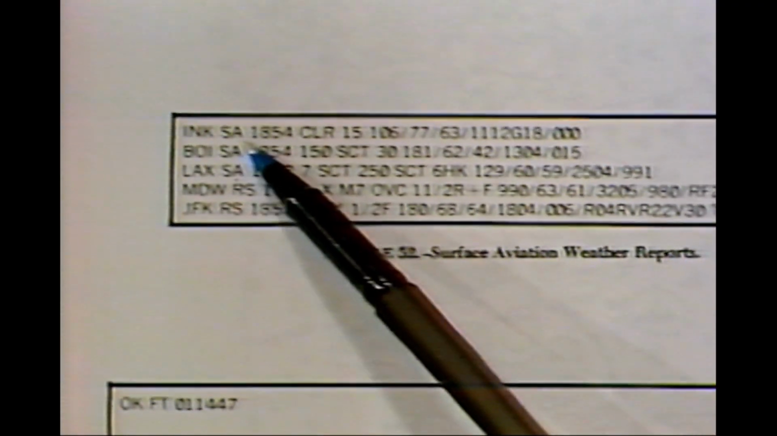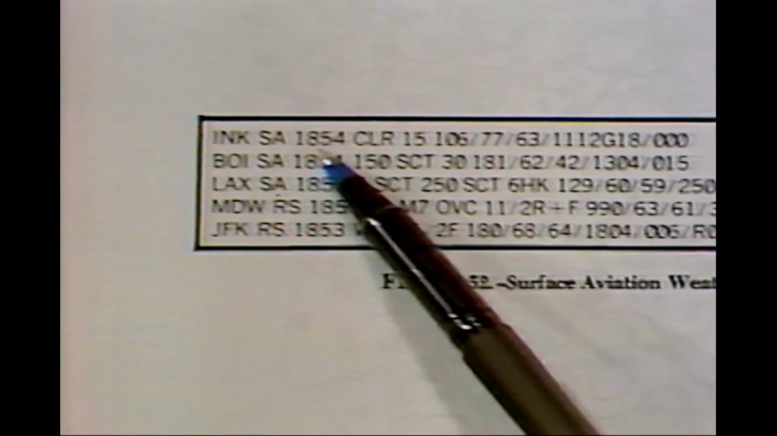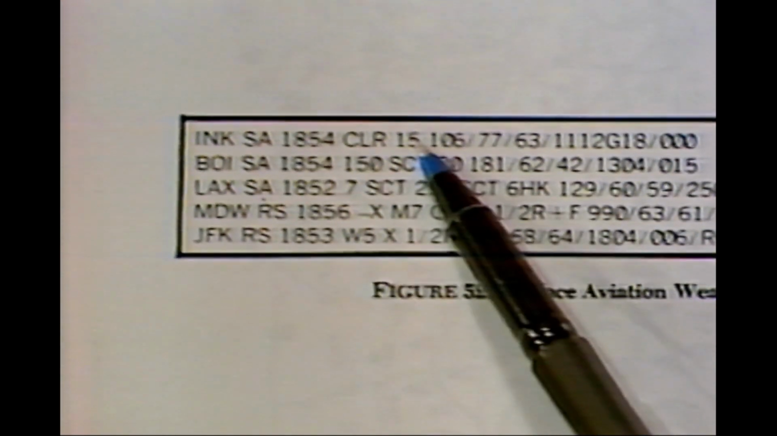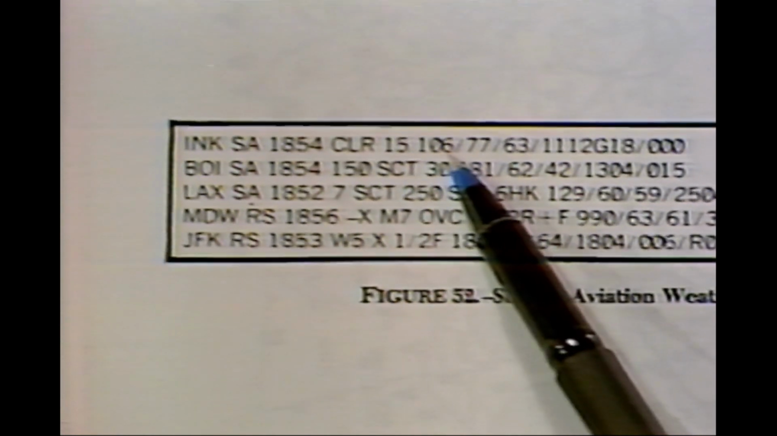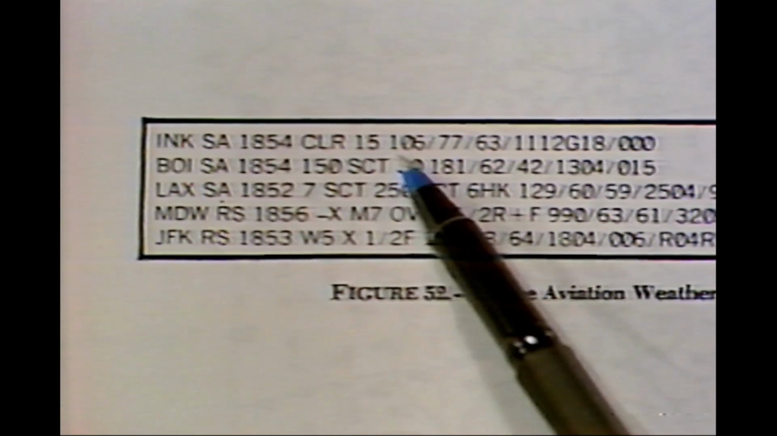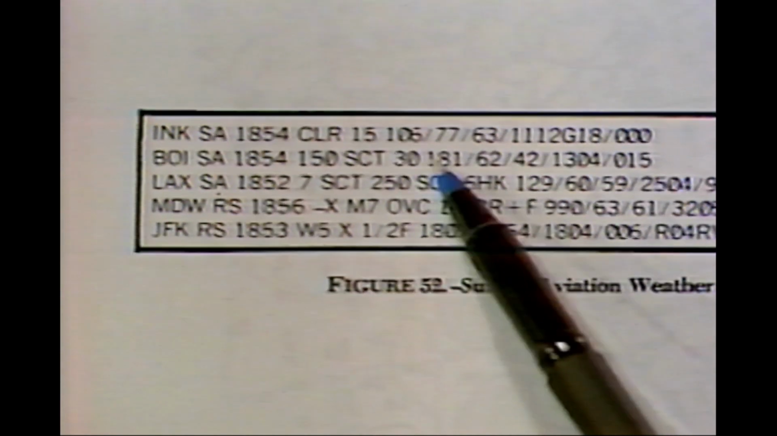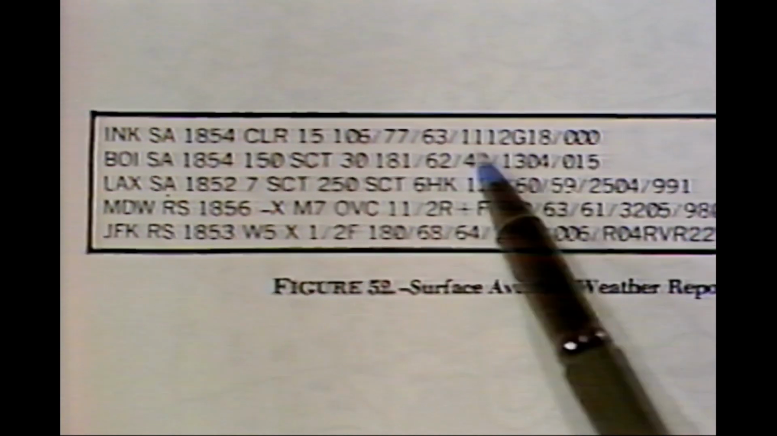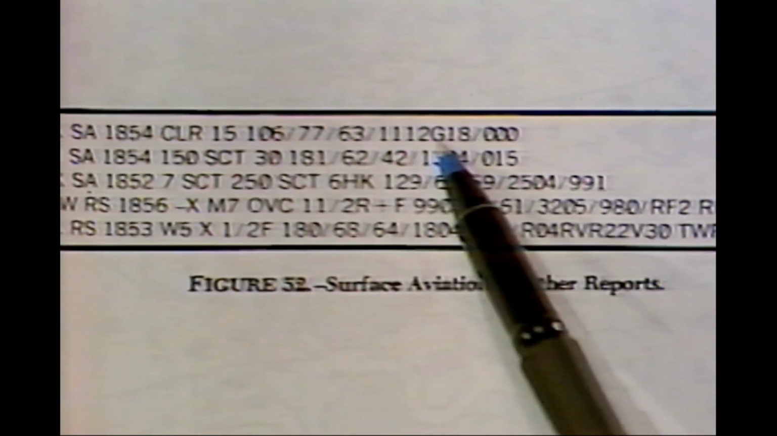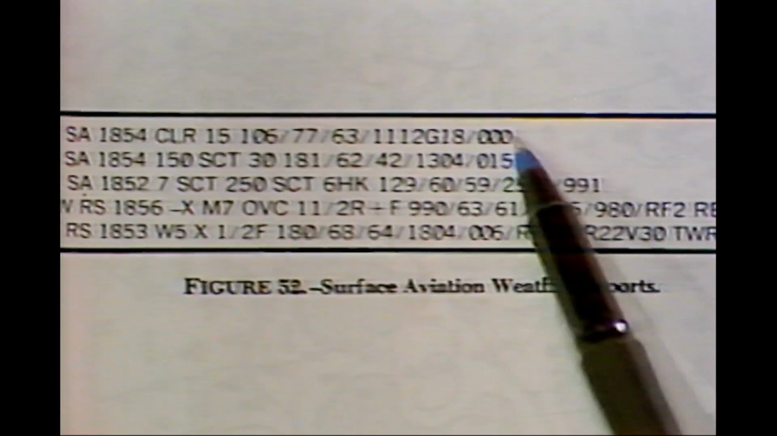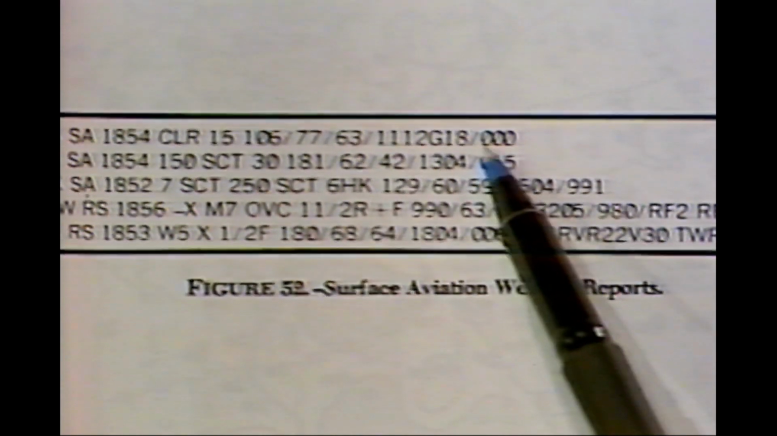Answer number 2. 855. Which of the reporting stations in Figure 52 have VFR weather? Well, let's look again at Figure 52, and we'll just read all of these sequences to give you a little experience in reading them. INK, wink, SA, it's an hourly, it's a sequence. At 1854 Zulu, clear, 15 miles visibility. That's again the altimeter in millibars. That would be 1010.6. Temperature 77, dew point 63. The winds are 110 at 12, G is gusting to 18 knots, and the altimeter with 3 zeros, that would be 3000.